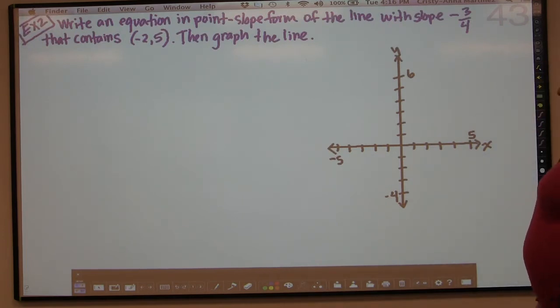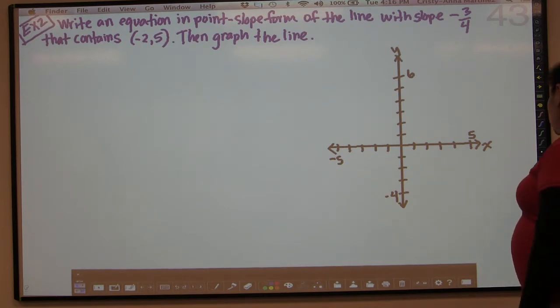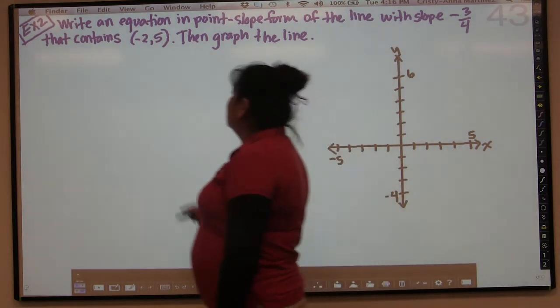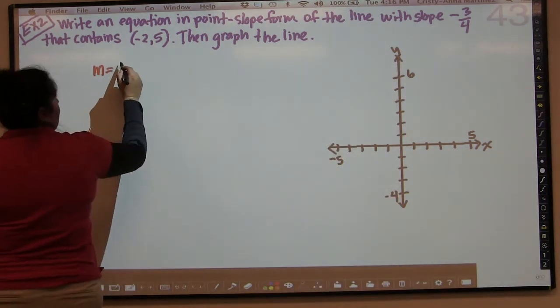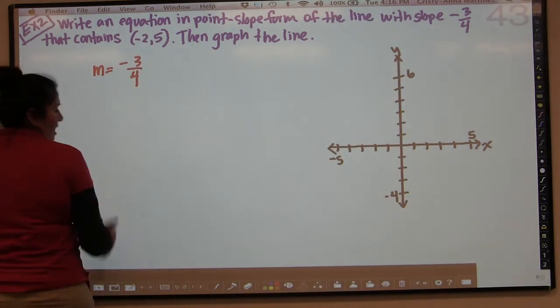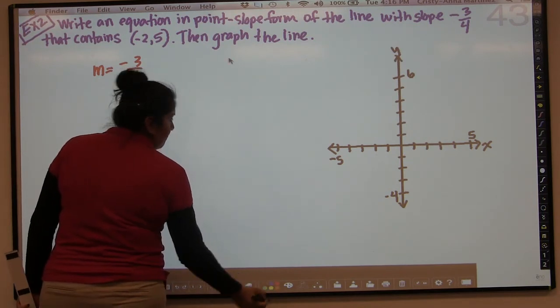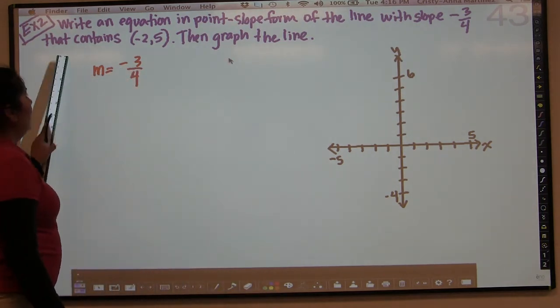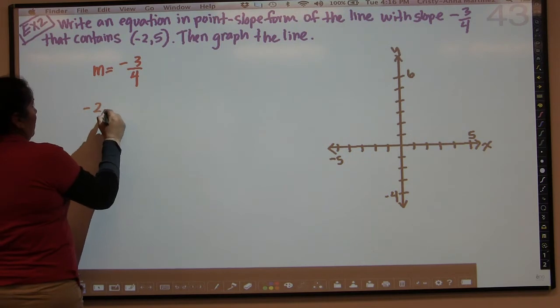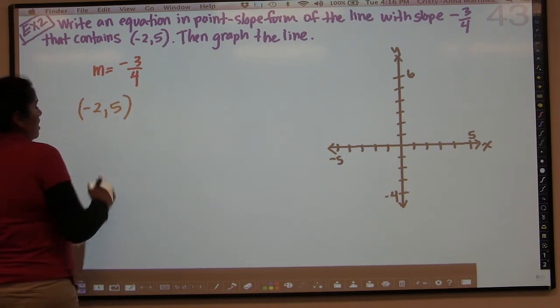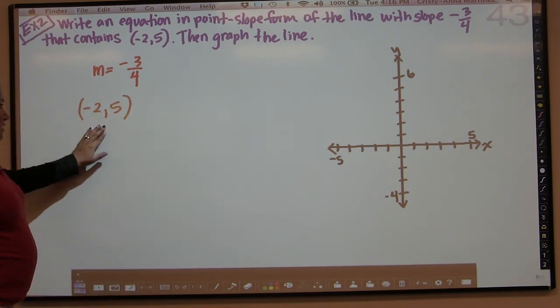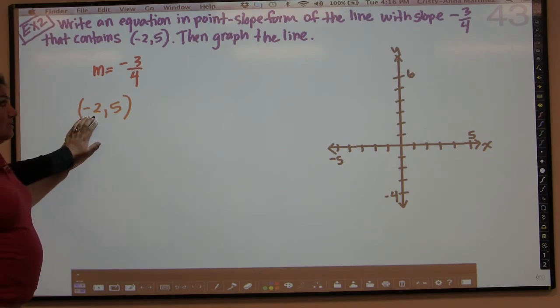Example 2. This time we're going to be writing an equation in point slope form. That's a different equation, a different formula. In this case, they're telling us again that the slope is -3/4, and that the point on our line is (-2, 5). Obviously, we can tell that this is not the y-intercept because the x-coordinate is not 0.